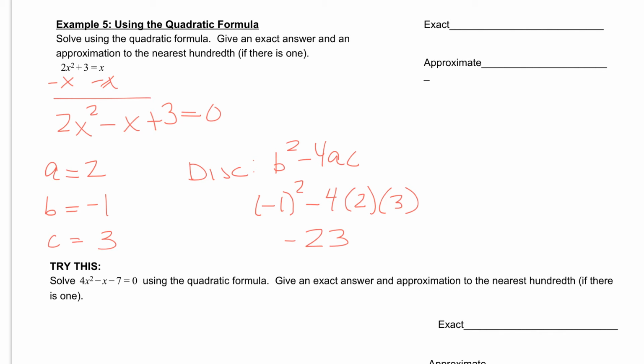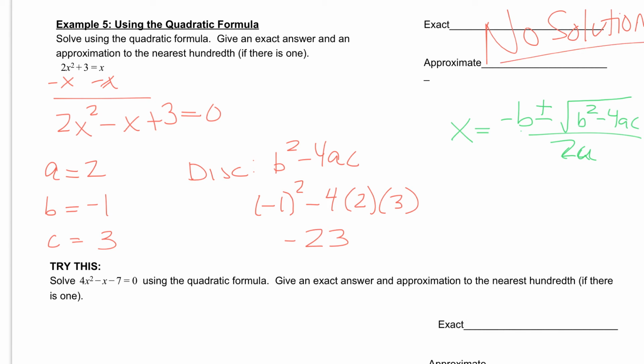And from here, if we know that we have a negative discriminant, that means we have a negative number underneath our square root. So if you think about that quadratic formula again, let me show it to you. X is equal to the opposite of b plus or minus the square root of b squared minus 4ac all over 2a. And remember, this negative 23 is a number that gets replaced right underneath that square root. And we've already learned that we can't take square roots of negative numbers, which will lead us to say that this answer is no solution. So whether you're finding exact answers or approximate answers, there is no solution.